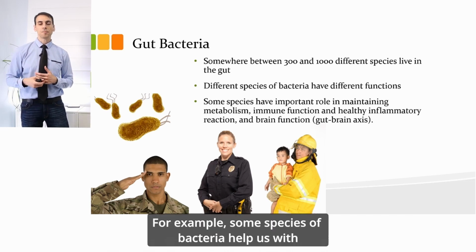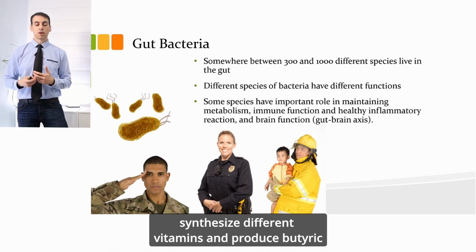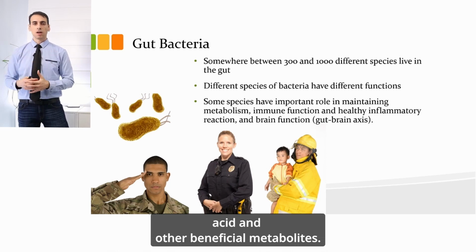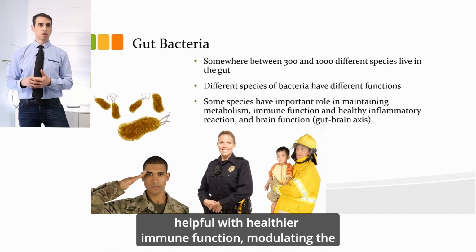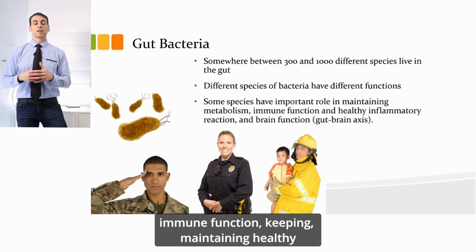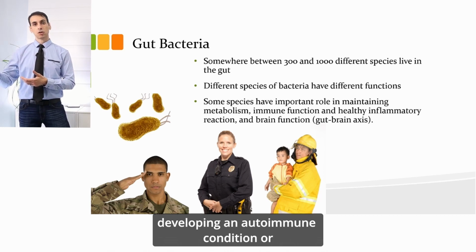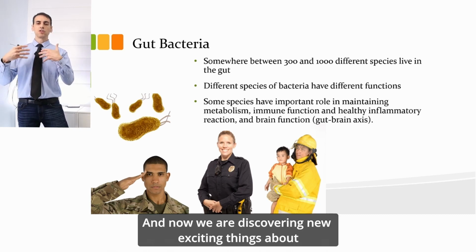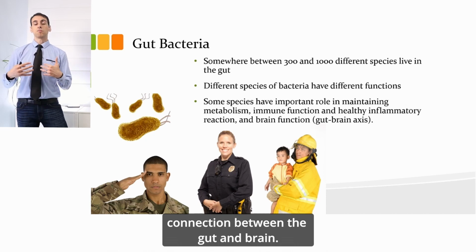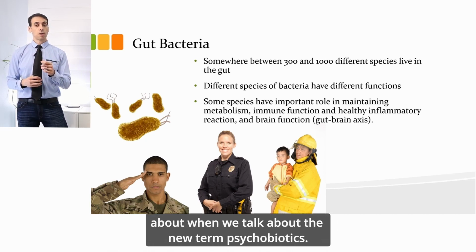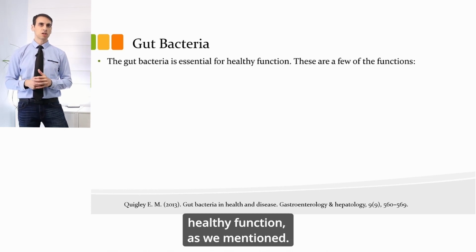For example, some species of bacteria help us with metabolism, and they help us to break down our food and synthesize different vitamins, produce butyric acid and other beneficial metabolites. And then we also have different species that are found to be helpful with healthier immune function, modulating the immune function, maintaining healthy inflammatory reaction to avoid or reduce the risk of developing an autoimmune condition or chronic inflammatory condition. And now we are discovering new exciting things about these bacteria, some of those species that are related to the connection between the gut and brain. And that's something that we're going to talk a little bit more about when we talk about the new term psychobiotics.